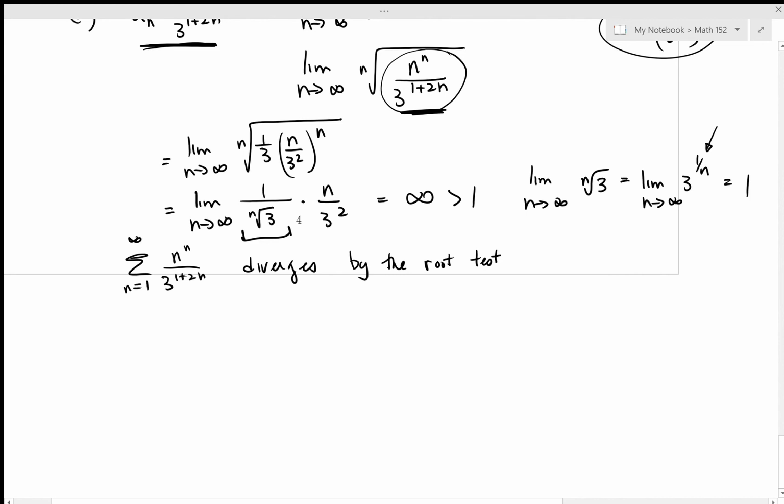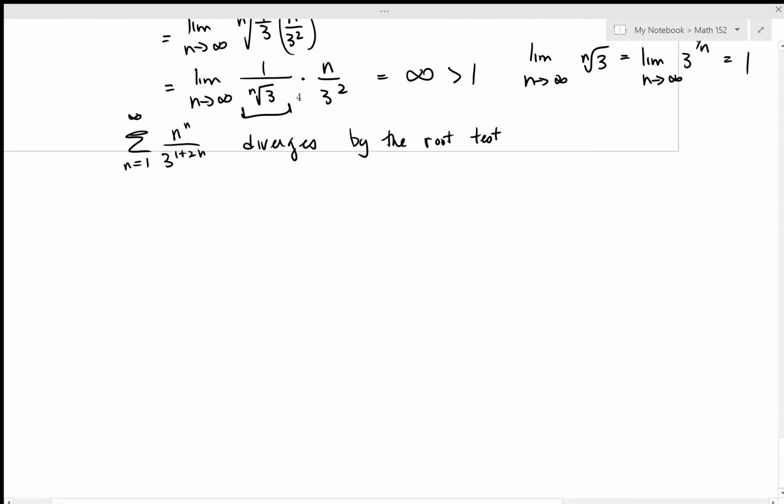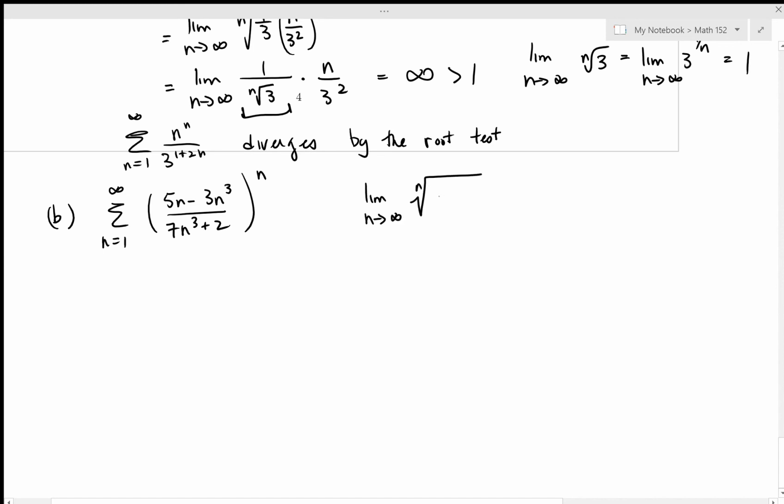Okay, that was A. Let us take a look at B. What is B? Another series B. It is the sum from n equals 1 to infinity of this, (5n minus 3 minus n cubed over 7n cubed plus 2) to the n. And I'm wondering, does this series converge? So again, I'm going to use the root test, which means I'm going to take the limit as n goes to infinity of the nth root of the absolute value of a_n.